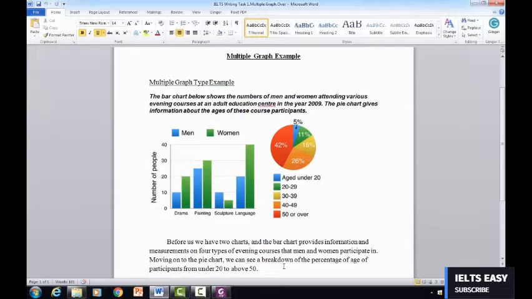Okay, but for a general overview, we look at the bar chart and the pie chart and see what we notice in general. What are our highs and lows that we have to look at? And remember, our general overview paragraph should be 2 to 3 sentences, no more than that.